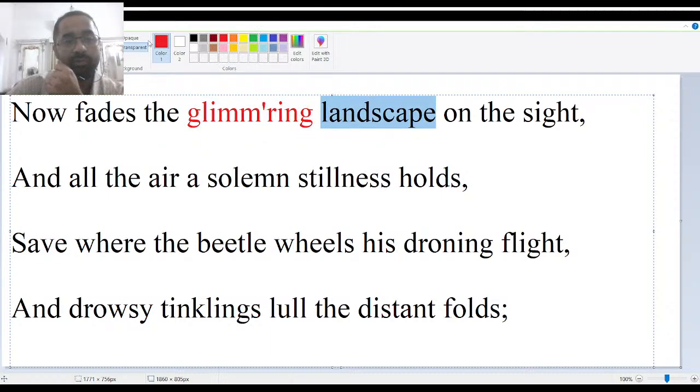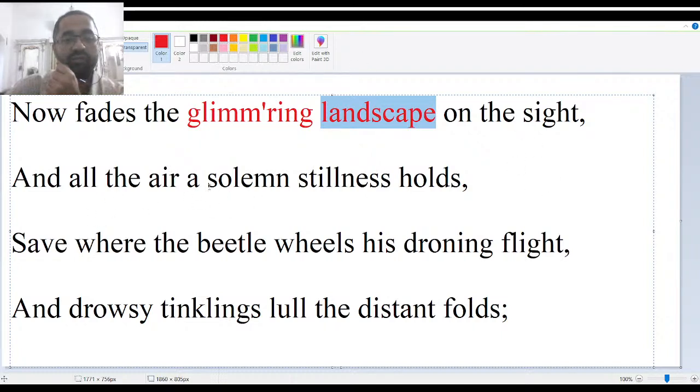Landscape has two syllables. Where does the stress fall on glimmering? Which syllable is stressed? We'll come to that later. Let's isolate the multisyllabic words first. That's how we have to go about it.